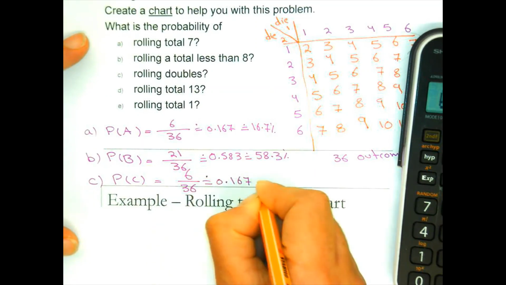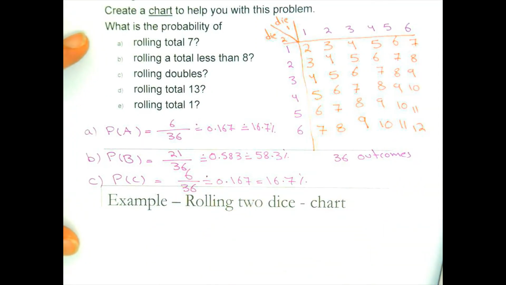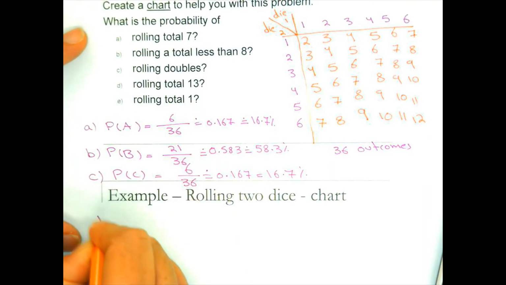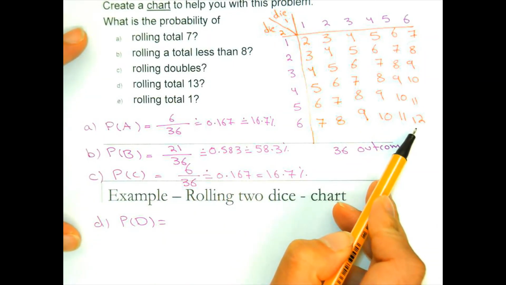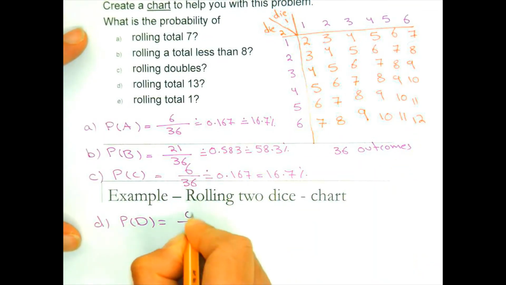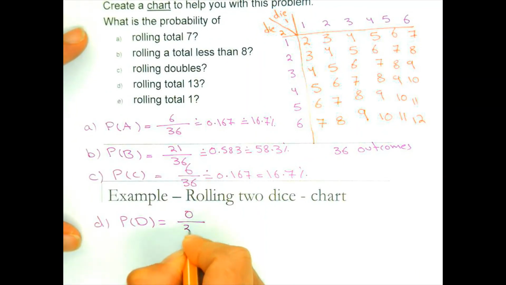approximately, which is 16.7%. Rolling a total of 13. The highest you can roll is actually 12. So there is no possibility, zero outcome, that you have a total of 13 out of 36.